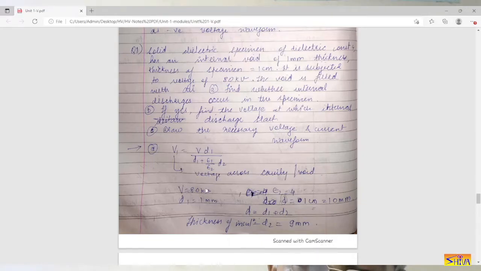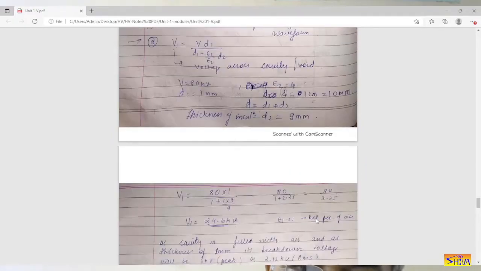Here the applied voltage is 80 kV. Now nothing is mentioned about this voltage. We assume that it is the RMS value. So V is 80 kV. Epsilon 2 is the permittivity of the insulation. It is given as 4. D1 is the thickness or diameter of the void. It is given as 1 mm. D is 1 centimeter, that is, the total thickness of the insulation is 10 mm. So D2, that is the thickness of the healthy part, is 9 mm.